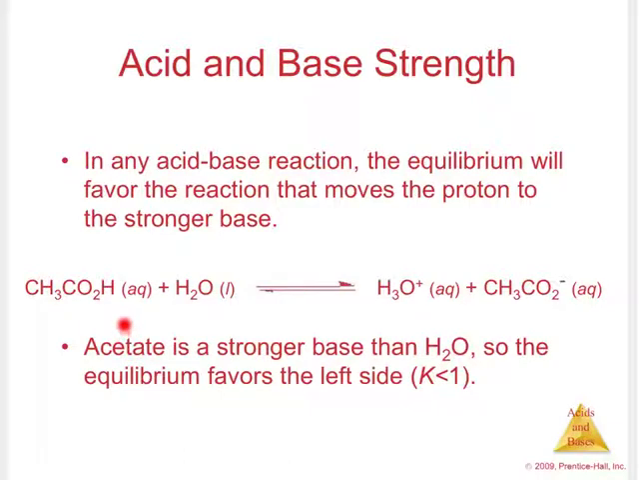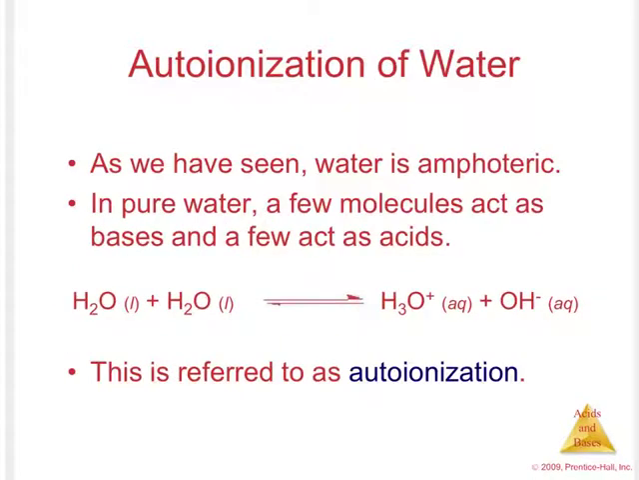Since acetate's the stronger base, equilibrium is going to favor this side of the equation. So then when an equilibrium forms, we're going to have more of our reactant present than we would have product. So our value for K then is going to be smaller, relatively. So a small value for K means we have a weak acid, where a large value for K means we have a relatively stronger acid.